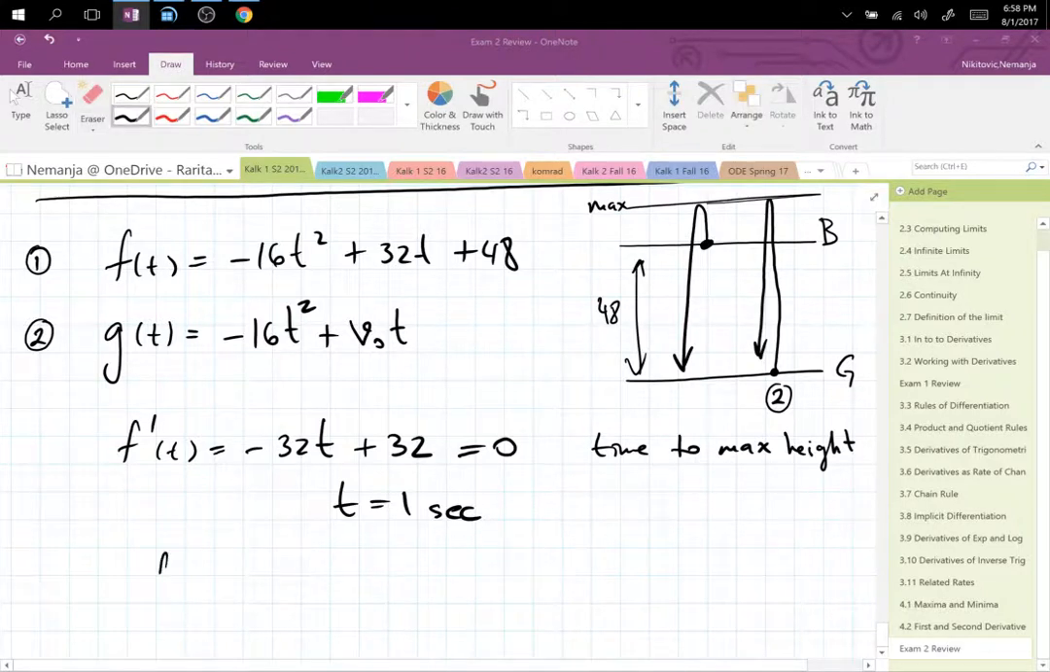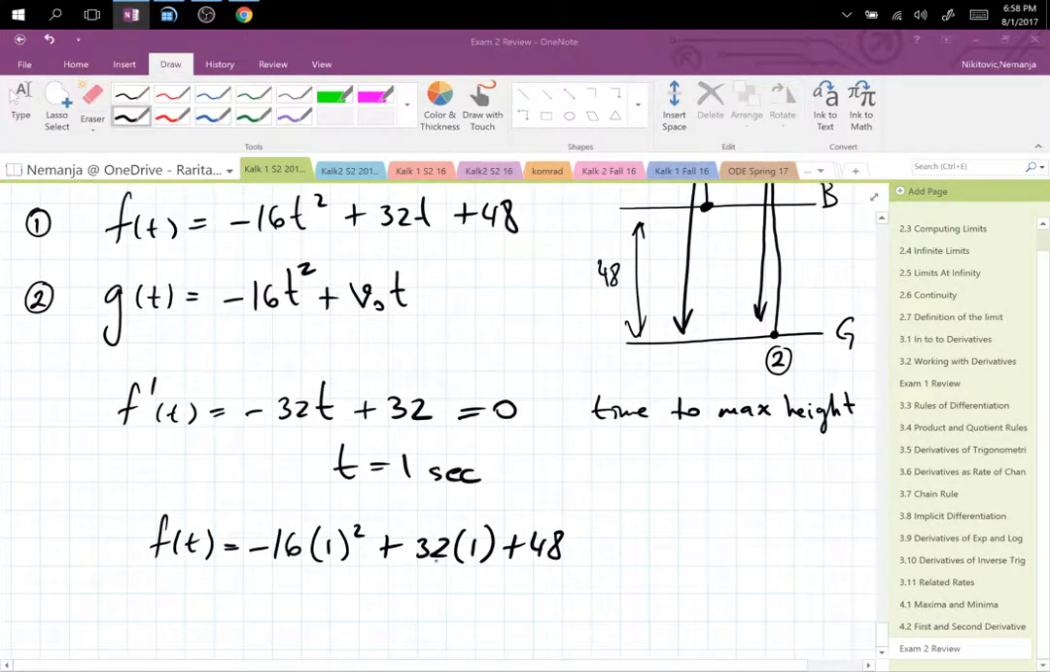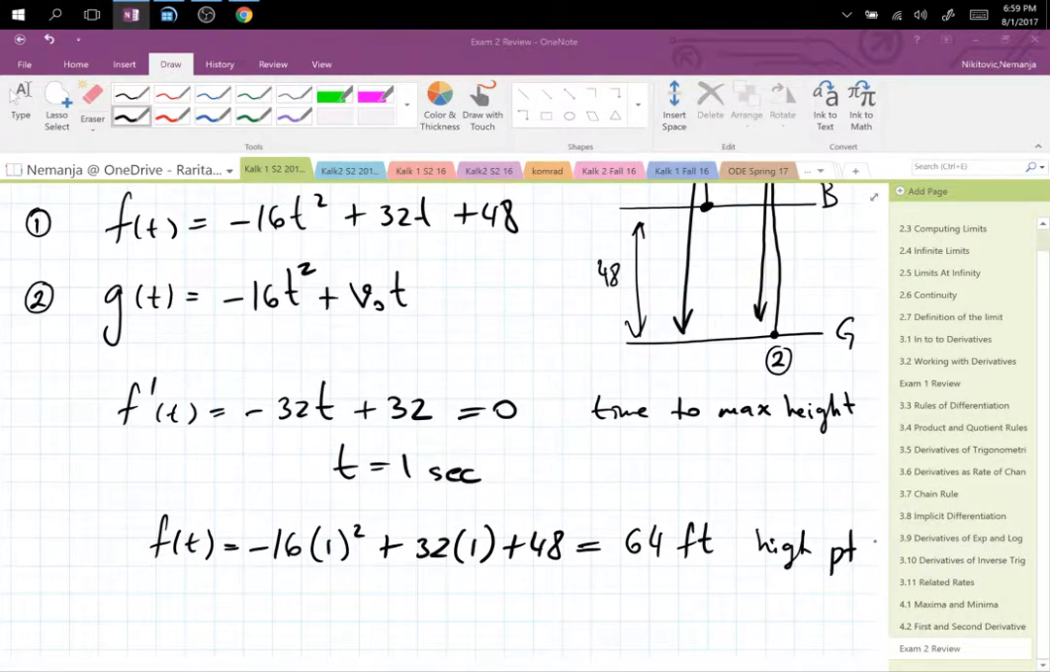So the high point, f of 1, is negative 16 times 1 squared plus 32 times 1 plus 48. And that high point is 16 plus 48, 64 feet. So the high point for the stone, which is the maximum height, is 64 feet in the air. So now you know that the second rock needs to reach that height.